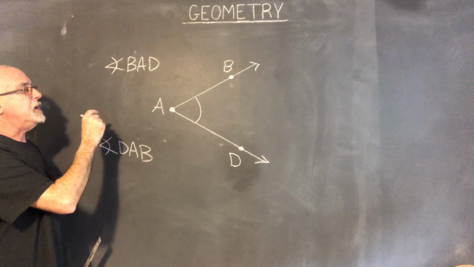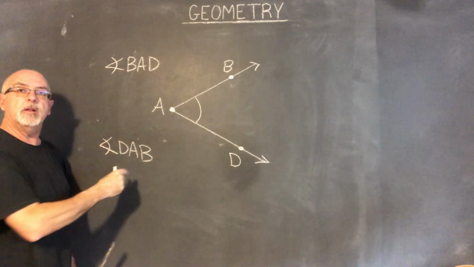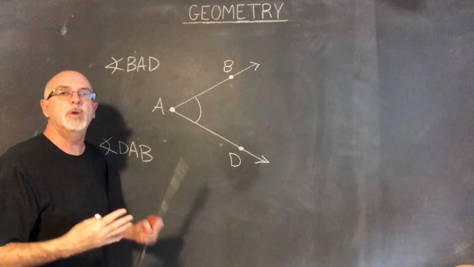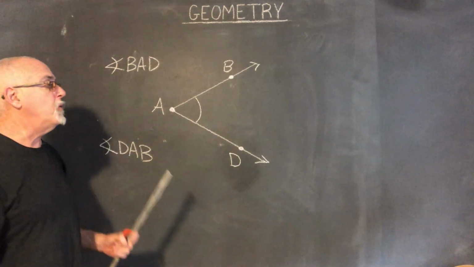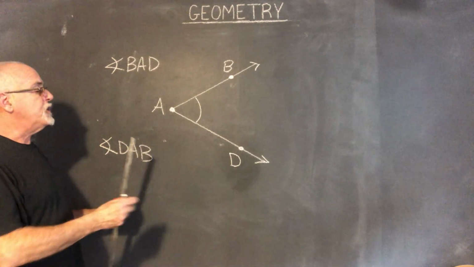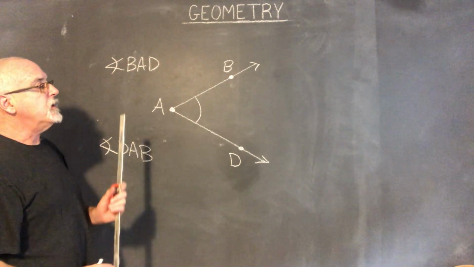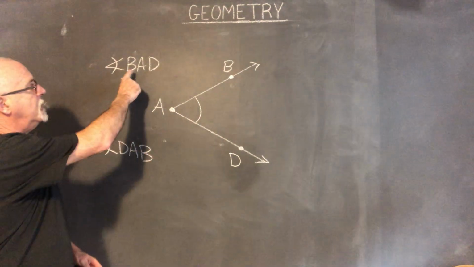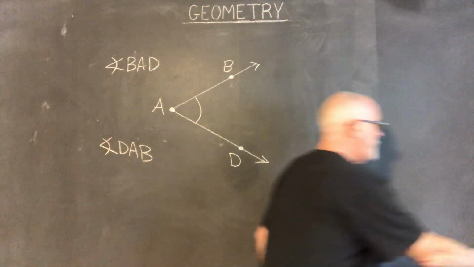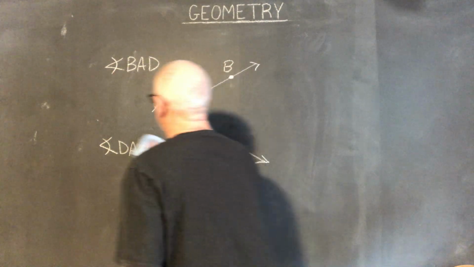So long as we are careful which letter is in the middle, then it makes it clear which angle we're talking about to the person who is reading what we're writing or who we are showing our geometry to. Now we are going to try measuring this angle, whatever it's called. I'll just call it angle BAD. So I'll erase this.